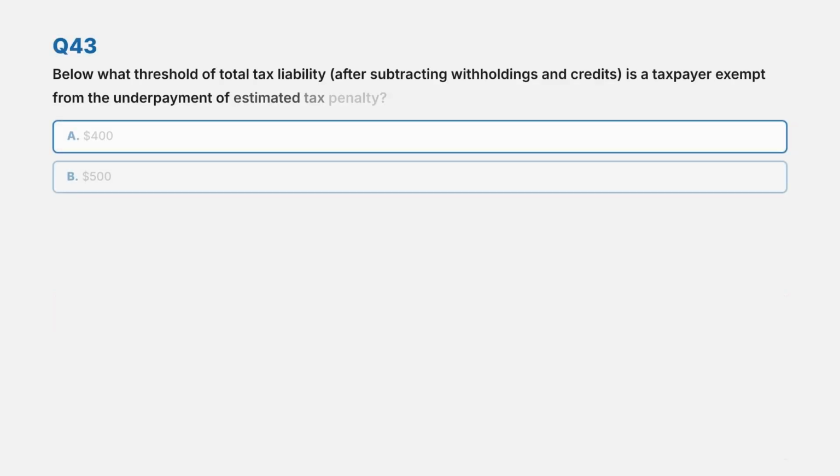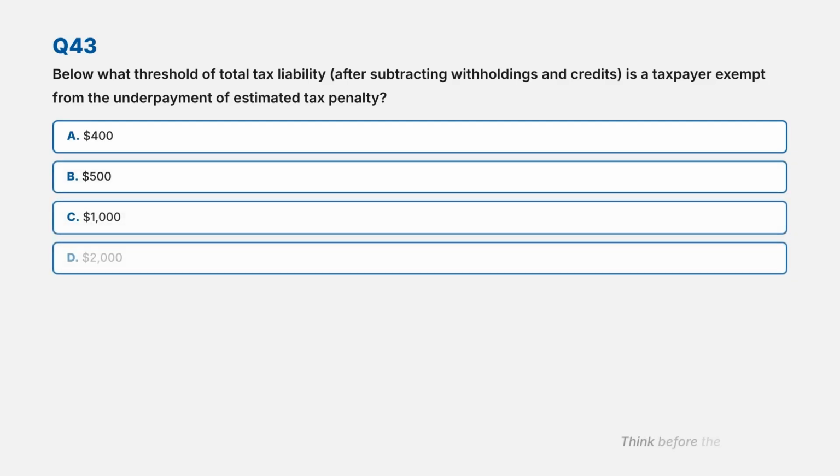Question 43. Below what threshold of total tax liability, after subtracting withholdings and credits, is a taxpayer exempt from the underpayment of estimated tax penalty? A. $400, B. $500. C. $1,000. D. $2,000.